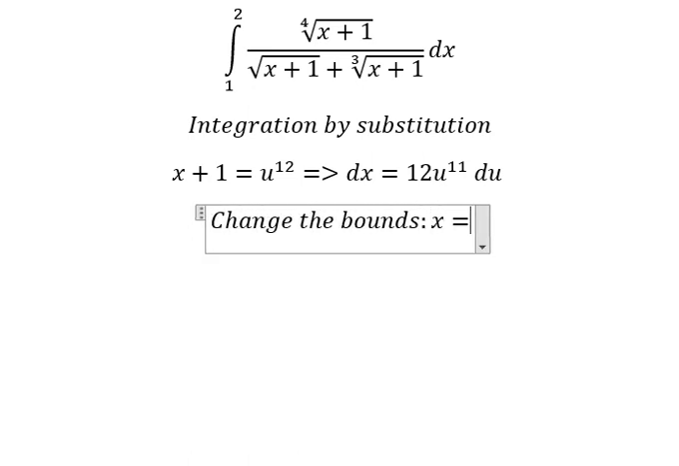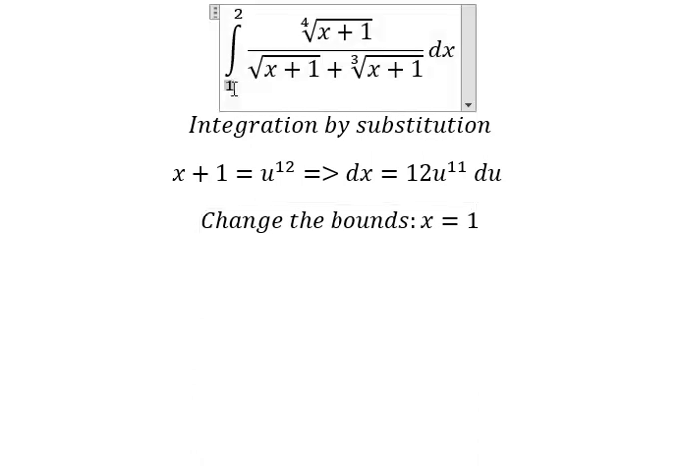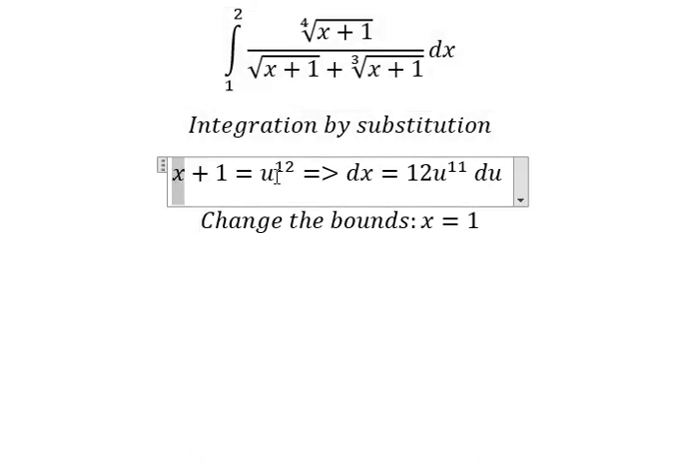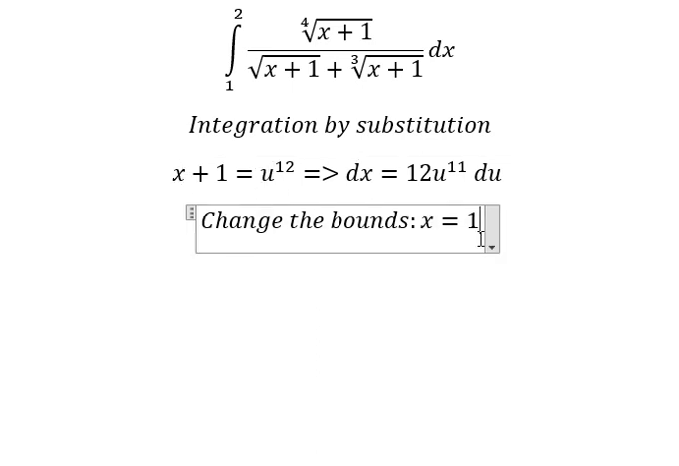When x equals number 1, we put number 1 in here to find the value of u. If we want to find the value of u, we need to take the 12th root of both sides. And we have it like this.